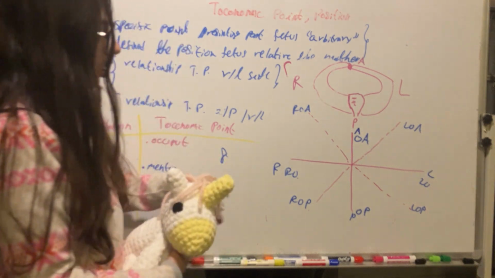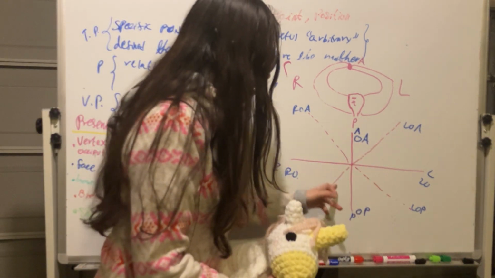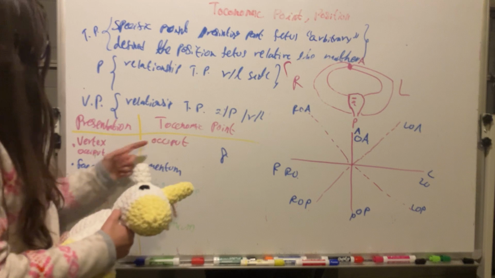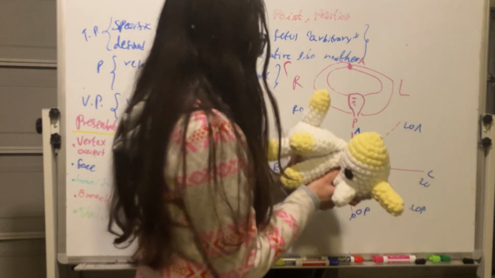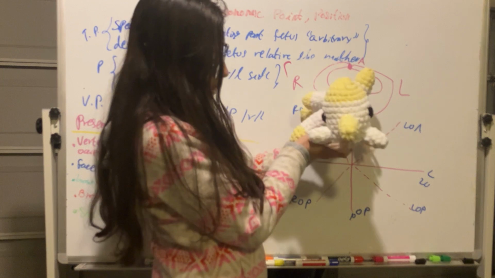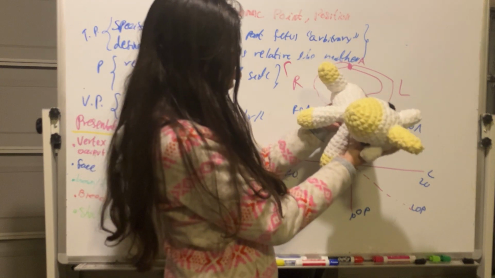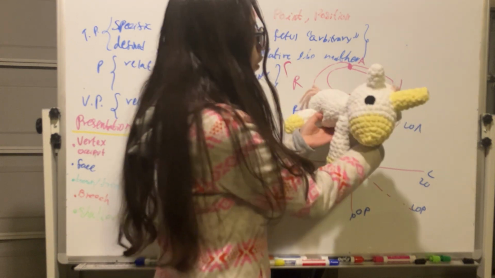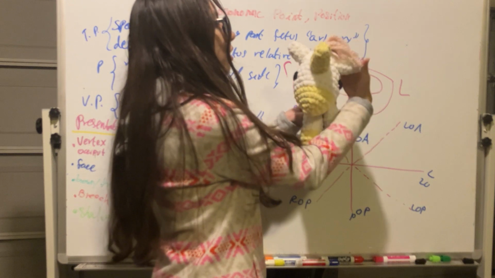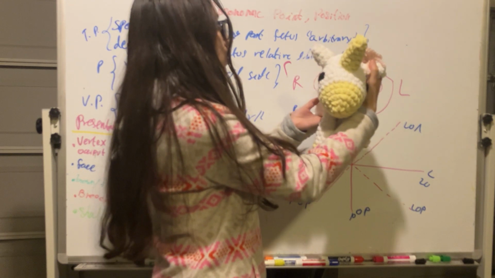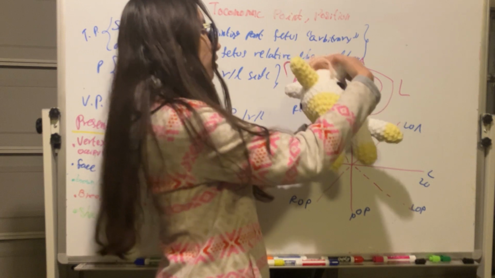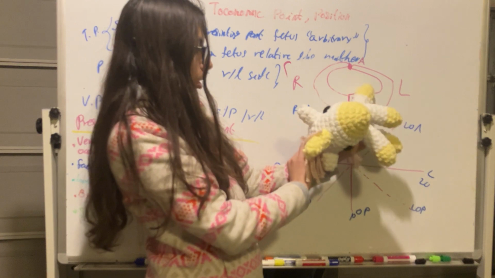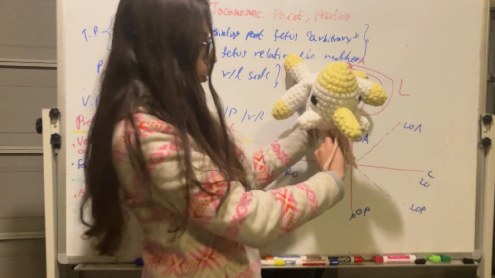How many variations can we have? 1, 2, 3, 4, 5, 6, 7, 8 variations, which with the occiput being the tokonomic point are occiput posterior, left occiput posterior, left occiput or left occiput transverse, left occiput anterior, occiput anterior, right occiput anterior, right occiput or right occiput transverse, right occiput posterior, and occiput posterior again.